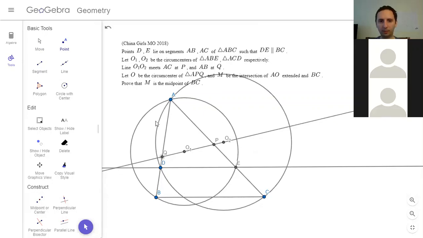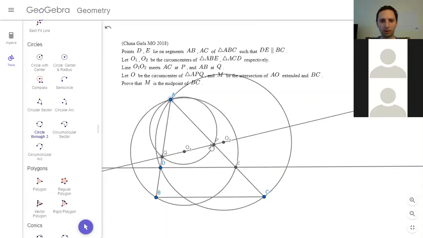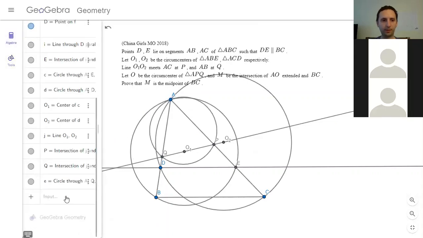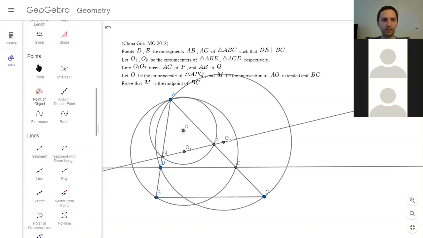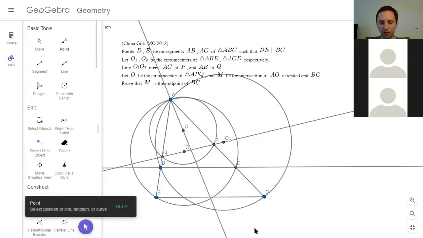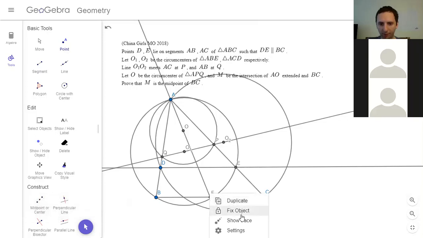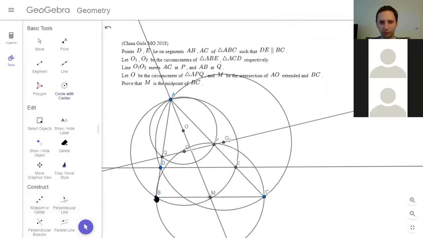Let O be the circumcenter of APQ. A lot of circumcenters here. And M be the midpoint of the intersection of AO with BC. I wonder if M is also the midpoint of BC. That would be a big coincidence. But let's just check it. It looks like M is the midpoint of BC.